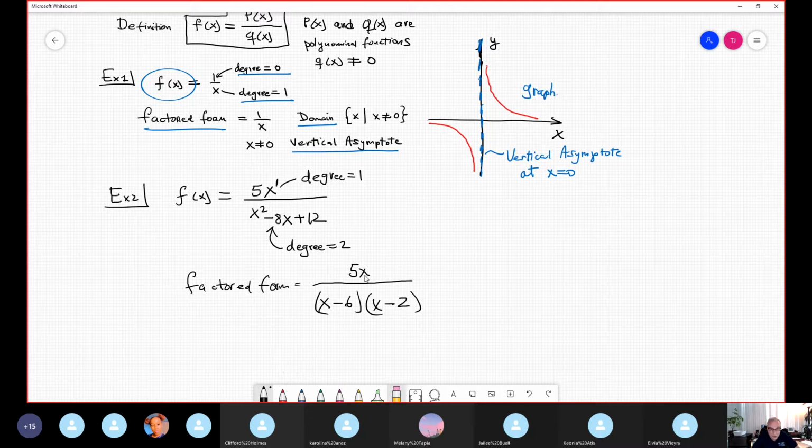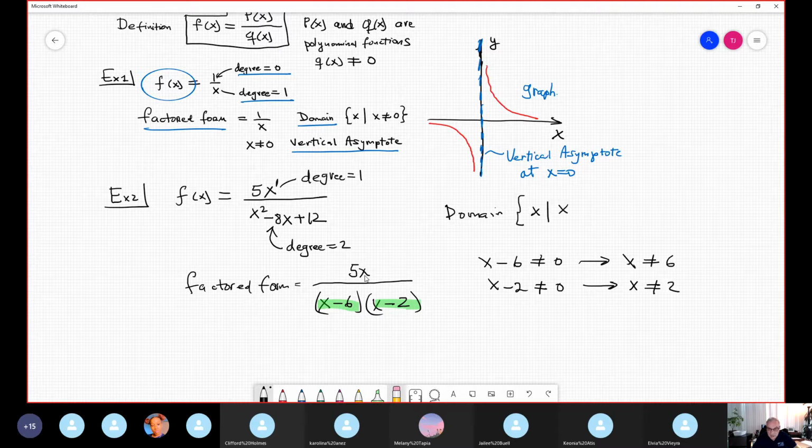Now, looking at the factorization, I can see that the domain is all real numbers except the restriction, and the restriction is when the denominator is 0. We have two factors. You set each separately: x minus 6 not equal to 0, x minus 2 not equal to 0, therefore x is not 6, and x is not 2. The domain is all real numbers except 6 and 2. It doesn't matter the order, but it's both. You connect them by and.